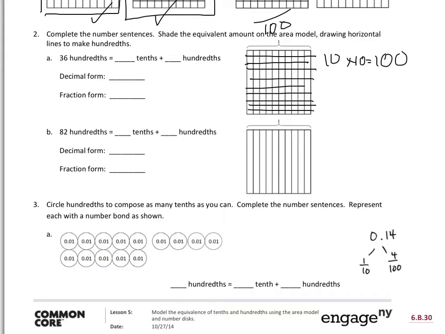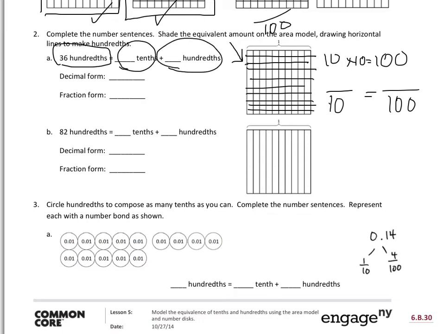And they're probably not going to be perfect. I don't expect them to. I just want to be able to see that they understand how to go from tenths into hundredths. And they do that by breaking each unit into 10 more parts. So here they're going to see 36 hundredths. They should shade first. So the first thing they should do is shade. That will help them see the tenths and the hundredths.